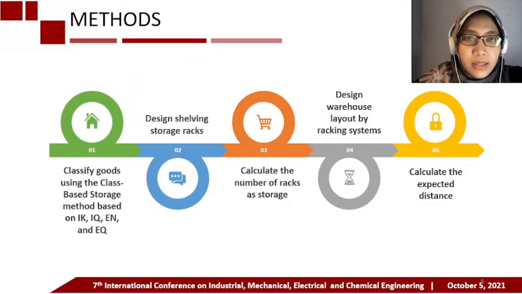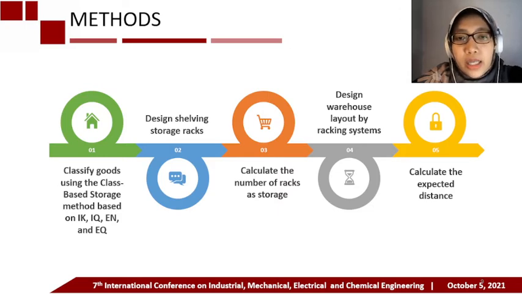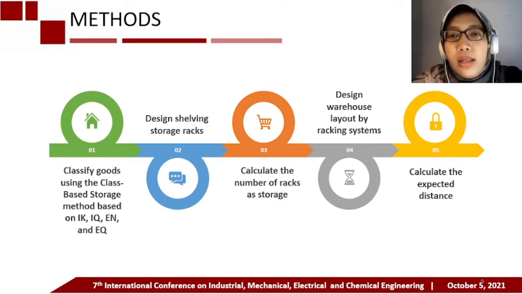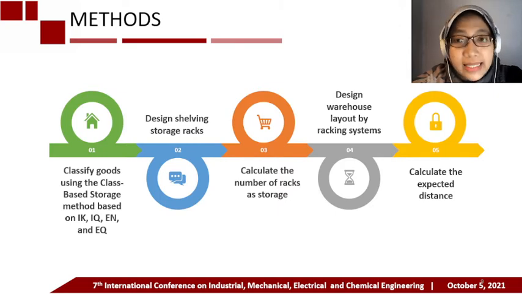So there are some methods. Exactly, there are 5 steps. The first step is to classify goods using the class-based storage method based on IK, IQ, EN, and EQ. The second, design shelving storage racks. The third, calculate the number of racks as storage. The fourth, design the warehouse layout by racking system. And the last is to calculate the expected distance.